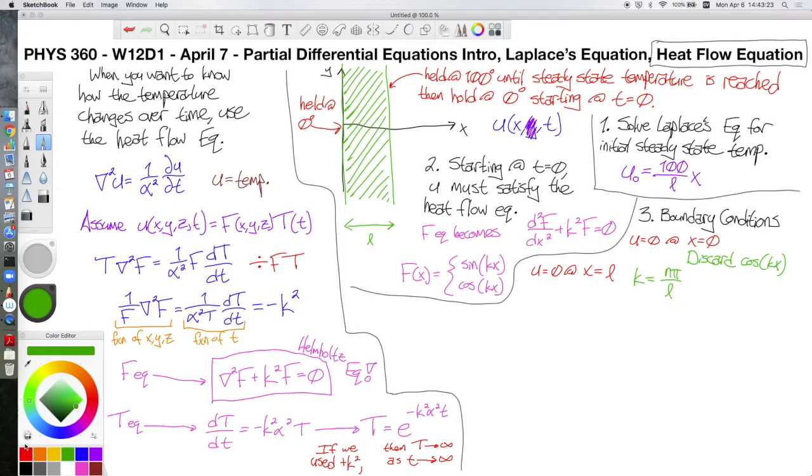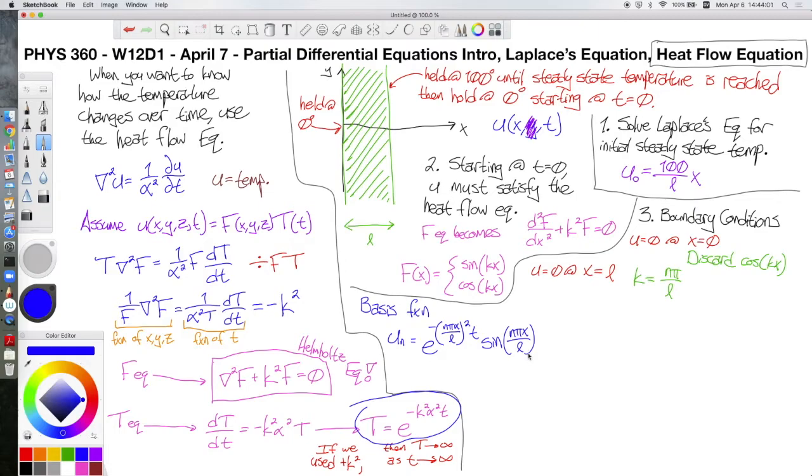So we now have our basis function. U sub n is equal to e, from down here at the bottom, e to the negative k squared alpha squared t. This becomes e to the negative n pi alpha over L, that whole thing squared with a negative out front, times t, and then our spatial component is just the sine of n pi x over L.